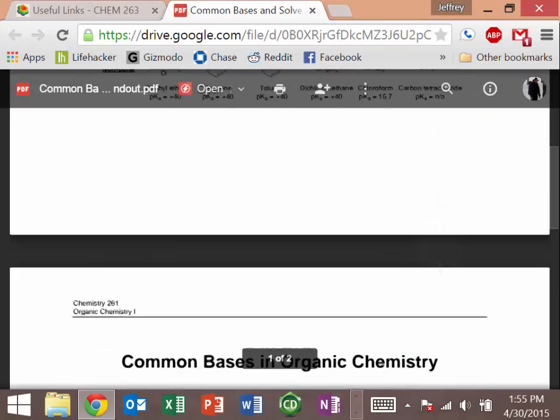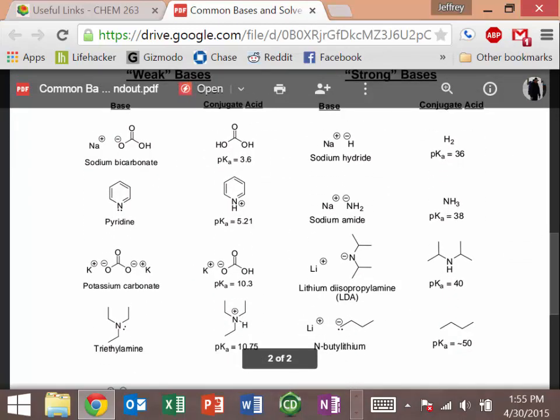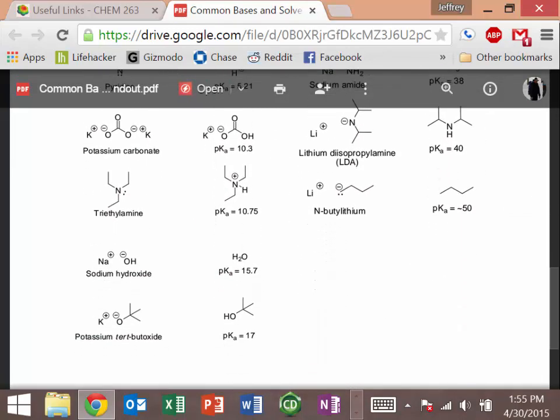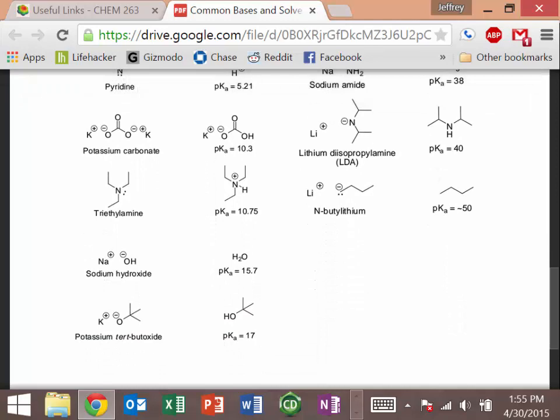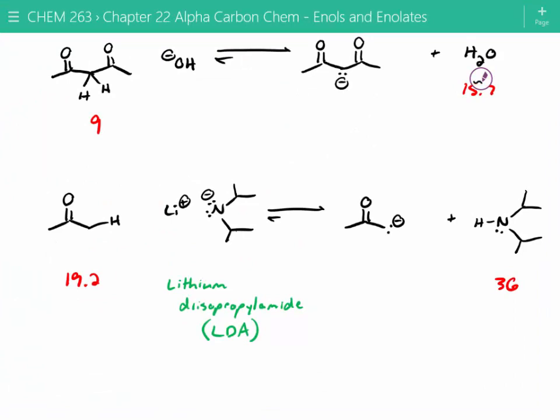And if you go here, you can look at the conjugate acid of tert-butoxide. It's 17. So in this case, the pKa is 17. The pKa of our alpha position is 19. So would we want to use tert-butoxide? No, it wouldn't be a very good base. So you can go back and refer to that chart if you need to. I copied it over to the course website.